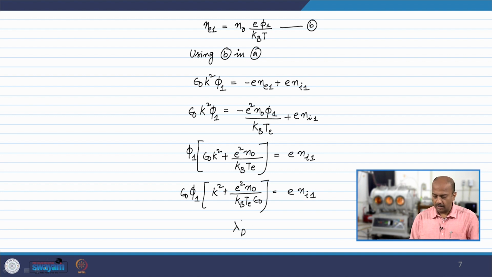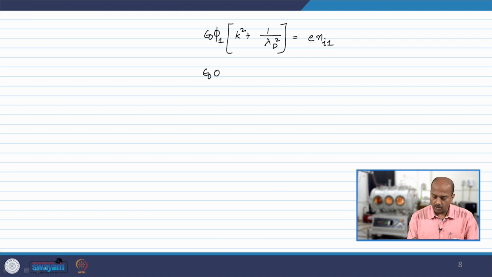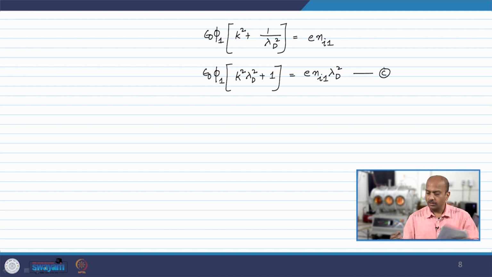Now, we know that the Debye length lambda d square is epsilon naught kBTe divided by e square n naught. This is the factor that appears here as the second term within the bracket, resembling the Debye length. So using this, we can write epsilon naught phi 1 times k square plus 1 by lambda d square is equal to e n i1, or for convenience we can rearrange the terms: epsilon naught phi 1 times k square lambda d square plus 1 is equal to e n i1 lambda d square. Let us call this equation C.